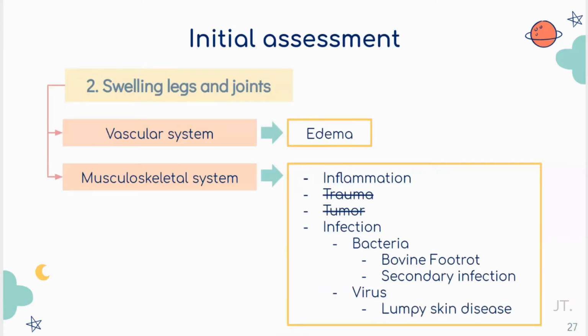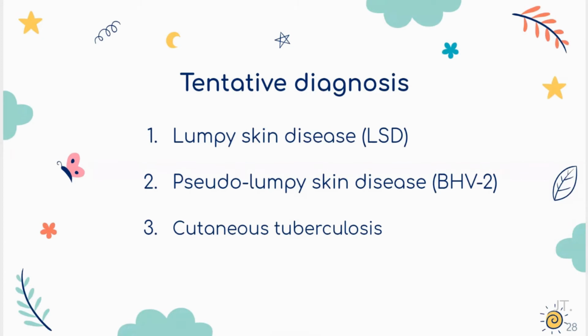For our second problem, swelling of legs and joints, it may be from the vascular system, caused by edema, or the musculoskeletal system, caused by inflammation, trauma, tumor, or infection from bacteria like bull white foot rot, secondary infection, or virus like lumpy skin disease. But we ruled out trauma because the history didn't find any traumatic incidents, and tumor, we ruled out because we found fluctuating nodules on the legs. So our tentative diagnoses now are first, lumpy skin disease, second, pseudolumpy skin disease, and third, cutaneous tuberculosis.